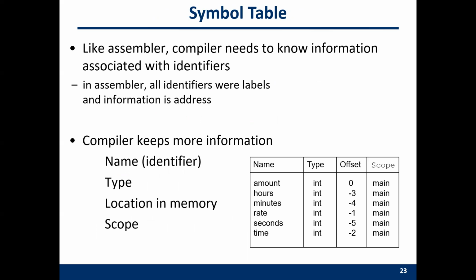So like the assembler, the compiler also needs to know the information associated with the identifiers. That's the reason why we also need a symbol table here. Inside a symbol table, we have 4 columns. First one is the name, your variable name. Second one is the type, variable type. And then we have the location. There are locations in the memory, and then we have the scope.